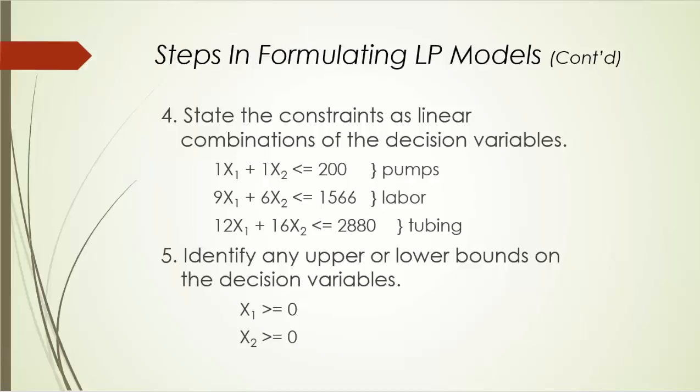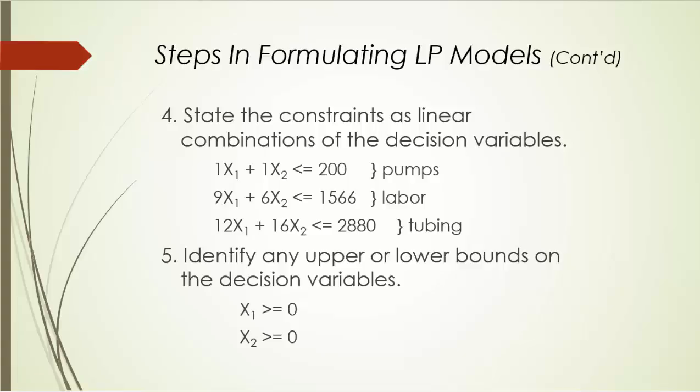Pump constraint essentially says that the number of pumps used next month cannot be more than the number of pumps available next month. Since each hot tub needs exactly 1 pump, the total number of pumps used next month, or next production period, is just 1 times x1 plus 1 times x2, which must be no more than 200. 200 is simply the number of pumps available next month.